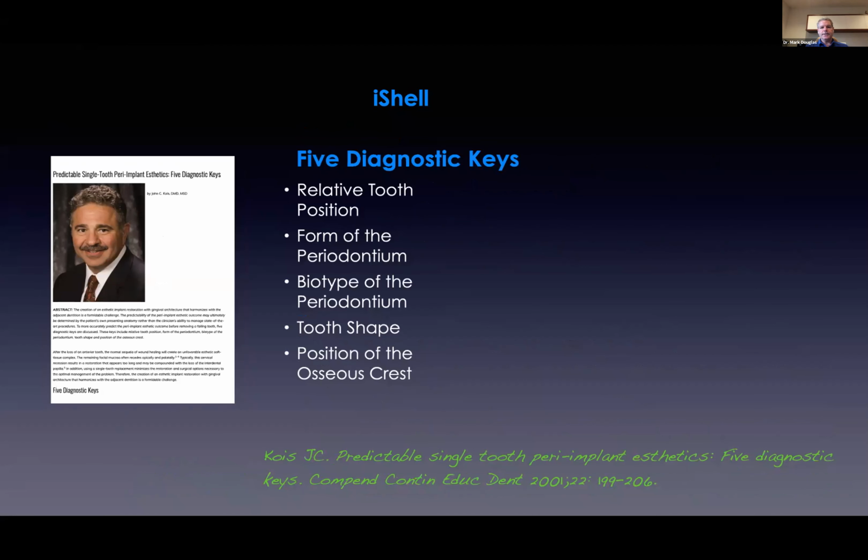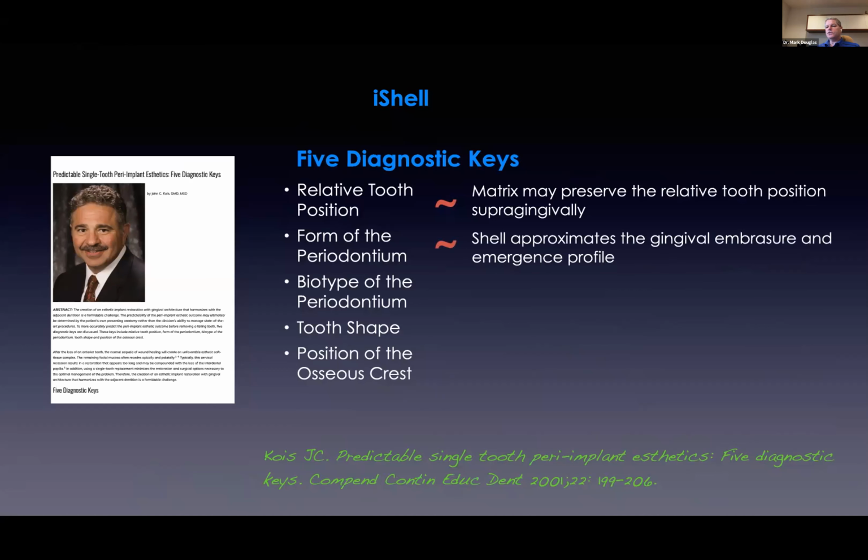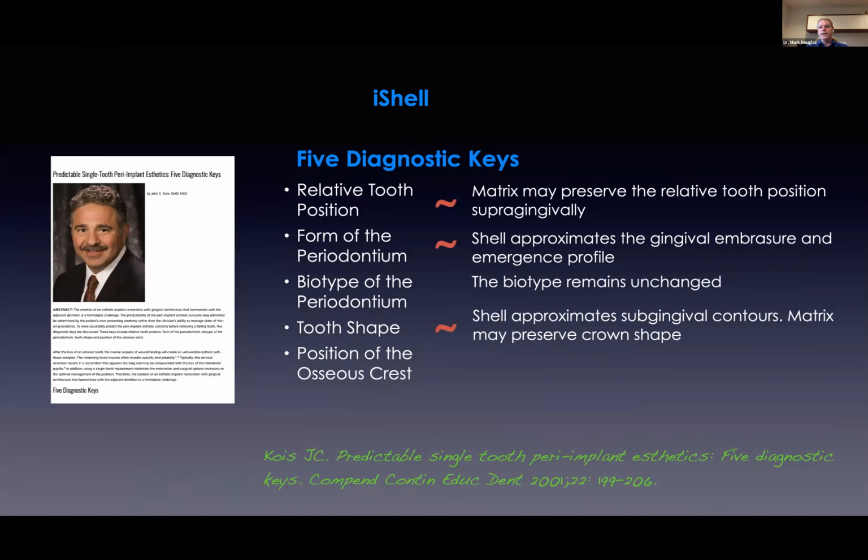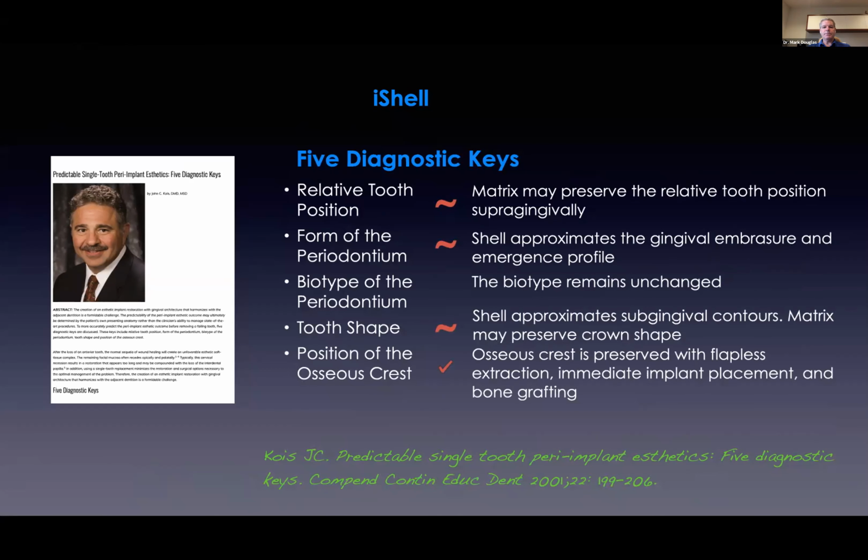How does it do with the 5 diagnostic keys? It's a maybe as far as relative tooth position is concerned, because the matrix might preserve it. Form of the periodontium: the shell approximates the gingival embrasure and the emergence profile. The biotype remains unchanged. Tooth shape: the shell approximates the subgingival contours. The matrix may preserve the crown shape if you have one. And position of the osseous crest: the osseous crest is preserved with flapless extraction, immediate implant placement, and bone grafting.